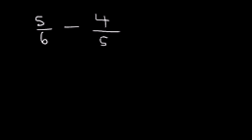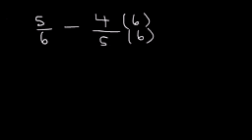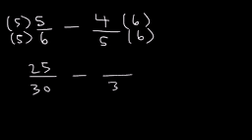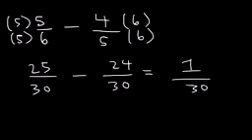Here's another example. What's 5 over 6 minus 4 over 5? So let's get common denominators. Let's multiply this fraction by 6 over 6 and this one by 5 over 5. This will give us a common denominator of 30. 5 times 5 is 25. 5 times 6 is 30. 4 times 6 is 24. So 25 minus 24 is 1. So the answer is 1 over 30.